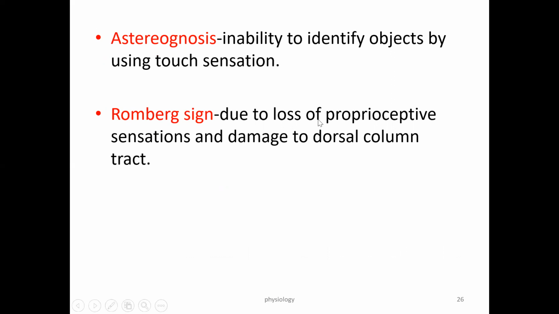Then Romberg's sign. Again, I will describe this in the practical hours also. What is Romberg's sign? Due to loss of proprioception, that is, of sensory receptors over the sole area, or damage to the dorsal column pathway, the patient is unable to feel the ground with the sole. Okay, because of loss of proprioception.